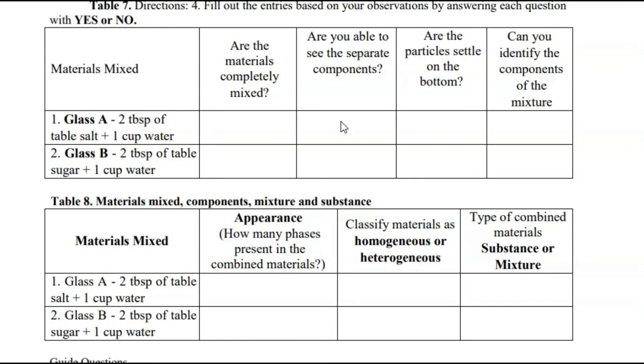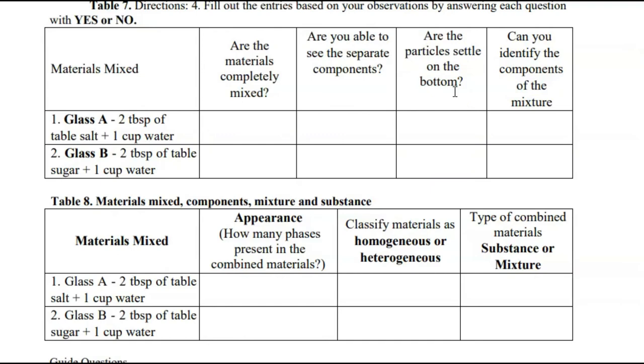Yes or no? Nakikita mo pa ba yung salt at yung magkaiba sila? Nakikita mo yung salt tapos nakikita mo yung tubig. Ibig sabihin, separate mo silang nakikita. Or nakikita mo pa rin ba still yung sugar tapos yung water na magkaiba? Separate components. Are the particles settled on the bottom?